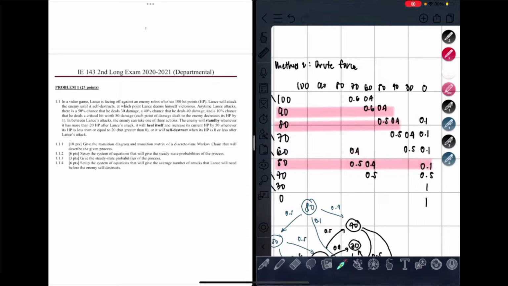This is 0.5 kasi 30 damage. So naging 20 siya plus 50. So that's why it's here. And then same reason here.